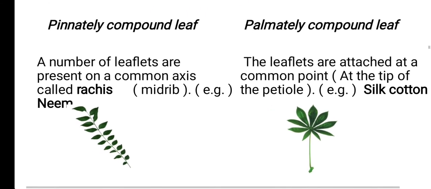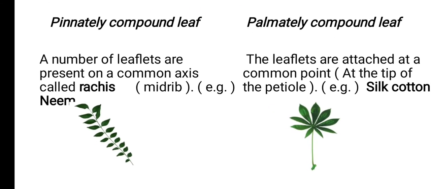What is meant by a pinnately compound leaf? A number of leaflets are present on a common axis called rachis, in other words midrib. Then it is termed as a pinnately compound leaf. Now have a look closely at this picture. It seems like the leaflets of a neem tree or a curry leaf tree. Here we could see a number of leaflets present on a common axis. This axis is known as rachis, in other words midrib. Example: neem leaves, curry leaves, etc.